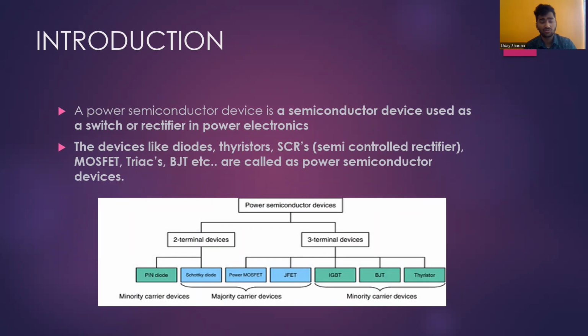Devices like diodes, thyristors or SCRs (silicon controlled rectifiers), MOSFETs (metal oxide semiconductor field effect transistors, a type of transistor), triacs, BJTs, etc. are called power semiconductor devices. They are classified into two-terminal devices and three-terminal devices. The two-terminal devices are the PN junction diode, Schottky diode, and power diode. Power MOSFETs, JFETs, IGBTs, BJTs, and thyristors are three-terminal devices. They have a terminal called the gate.